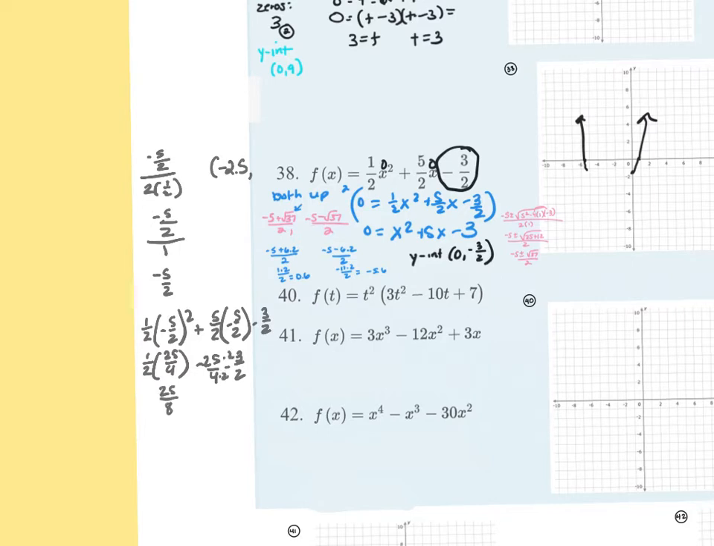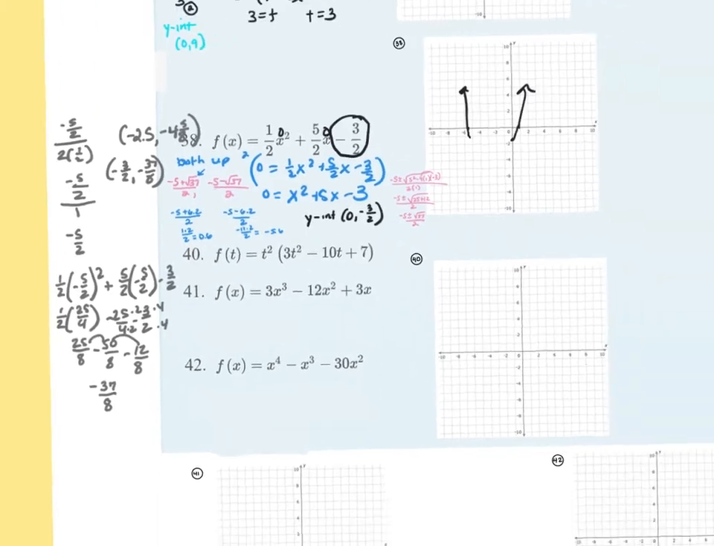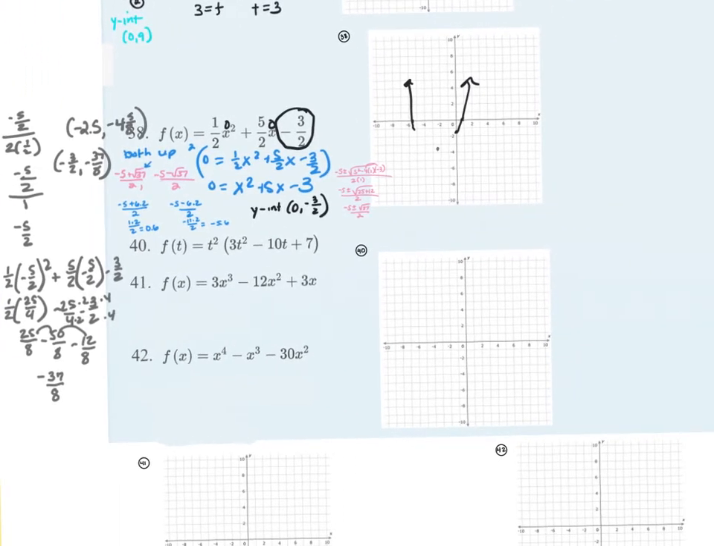Change this so it has that denominator, minus 50/8. Change this so it has that denominator, minus 12/8. 25 minus 50 minus 12 is -37/8. So -3/2, -37/8, or -2.5 and -4 5/8. So now I know how low to make it. At -2.5, I go -4 5/8, and then connect your parabola.